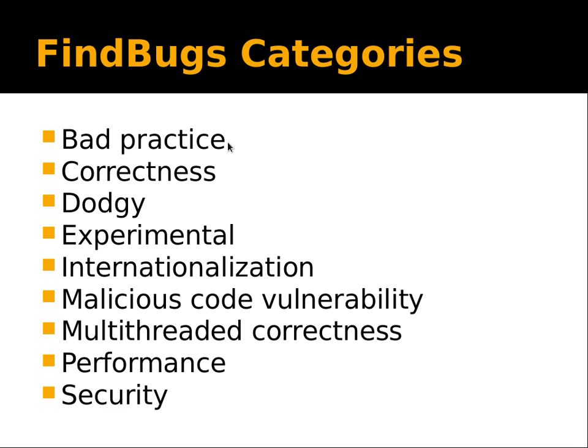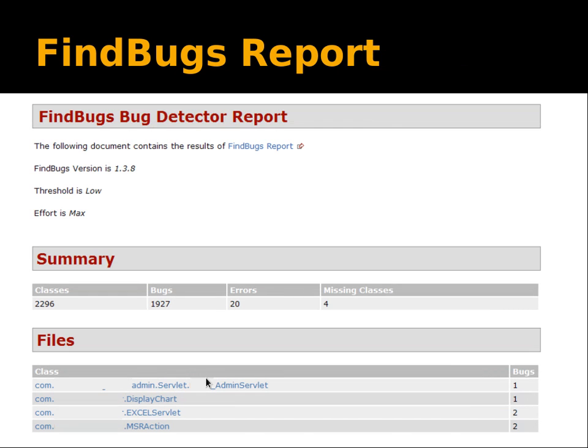It's very popular for categories like bad practices in your code, which can lead to overall code rot, making your code worse and worse over time until you do have errors. It also finds correctness issues, maybe dodgy code or experimental code. Internationalization is a popular one. Malicious code and security, that is, if there's obviously a security violation like a buffer overflow, it's pretty good at finding that. Multi-thread correctness is probably pretty difficult, but there are situations where it can automatically detect problems, and then performance issues as well.